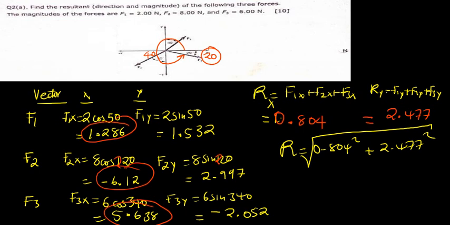So if we punch on the calculator, what you can see here, the resultant is going to give us 2.60. This one is given in Newton, so we're going to put the unit there. I've just found the magnitude, but remaining the direction.